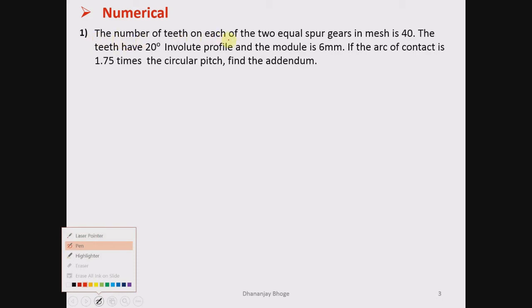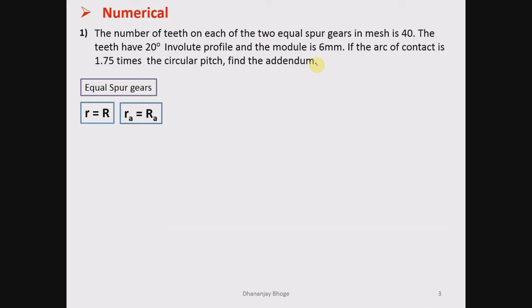The number of teeth on each of the two equal spur gears in mesh is 40. The teeth have 20-degree involute profile and the module is 6 mm. If the arc of contact is 1.75 times the circular pitch, find the addendum. So we will extract the data from this numerical. Okay.